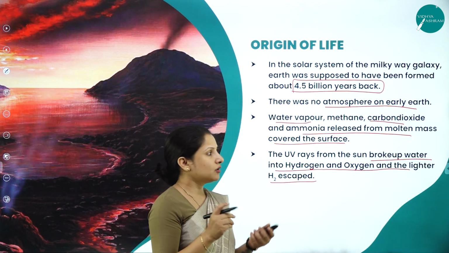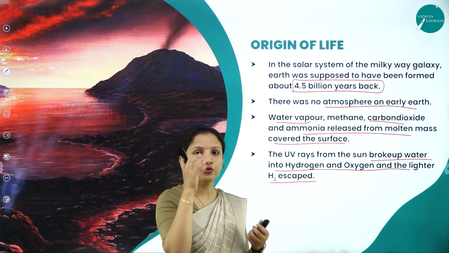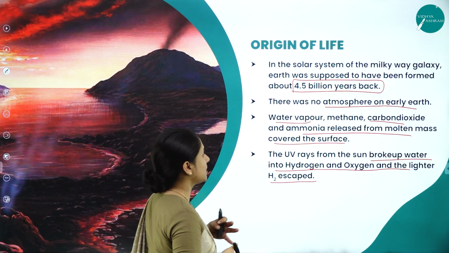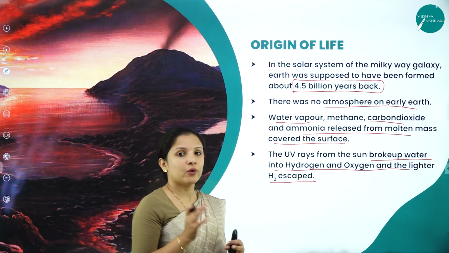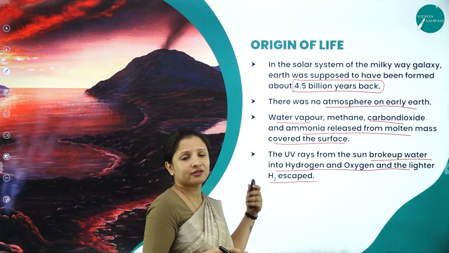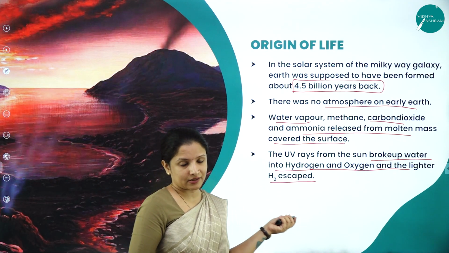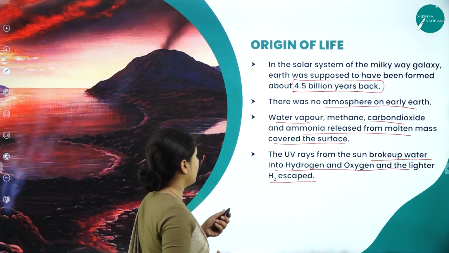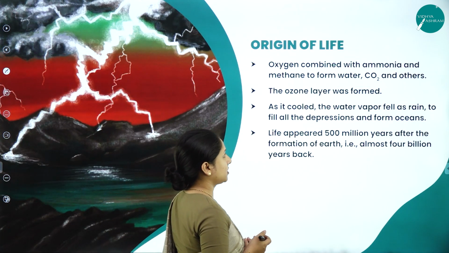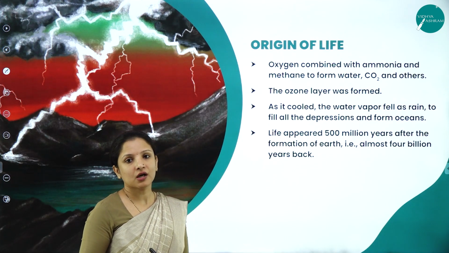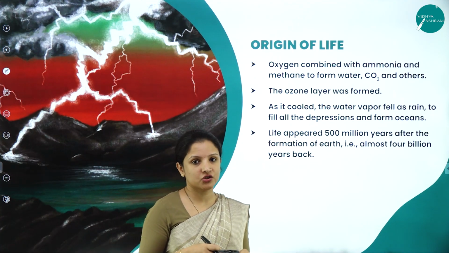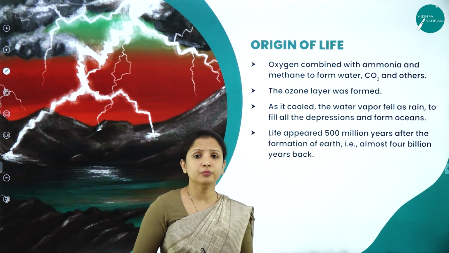Along with that, because of the UV rays of the sun, the water molecules were broken down into hydrogen and oxygen, wherein the lighter hydrogen escaped back into the atmosphere. So these are all the theories that have been put forth by various scientists. Experimental proofs are not yet available. The oxygen that remained got combined with ammonia and methane to form water, carbon dioxide and others. That is how in the present day Earth we have carbon dioxide, oxygen and all that. So what was there on the Earth billions of years ago?